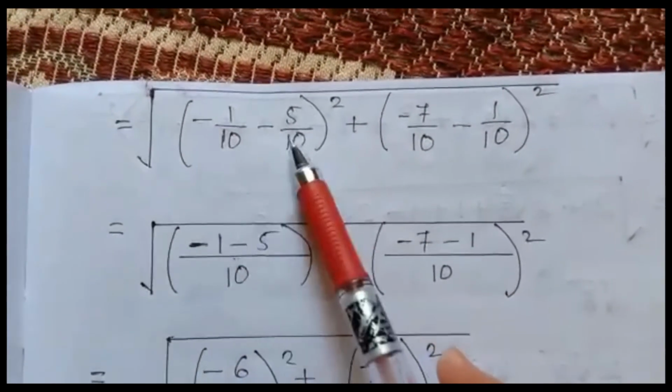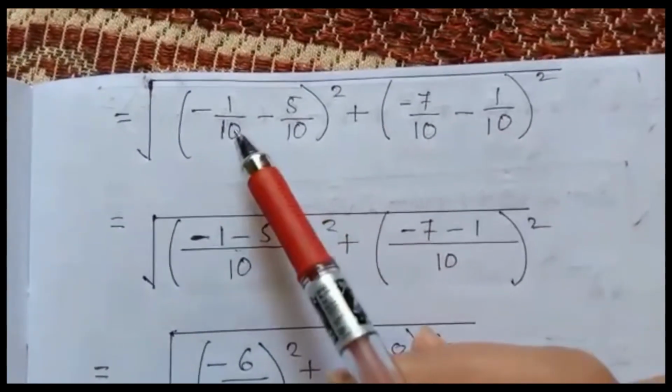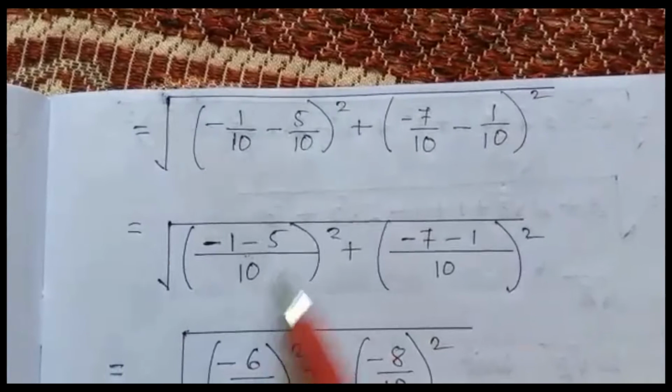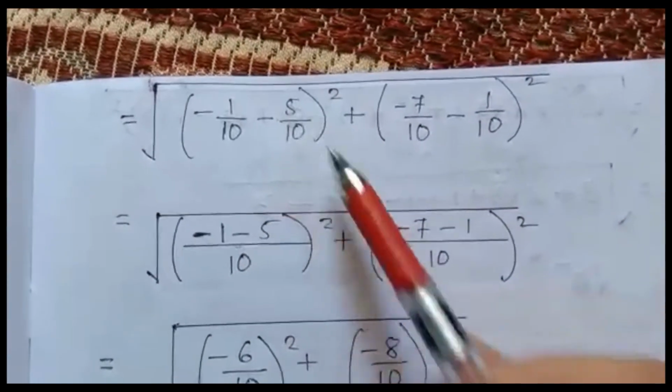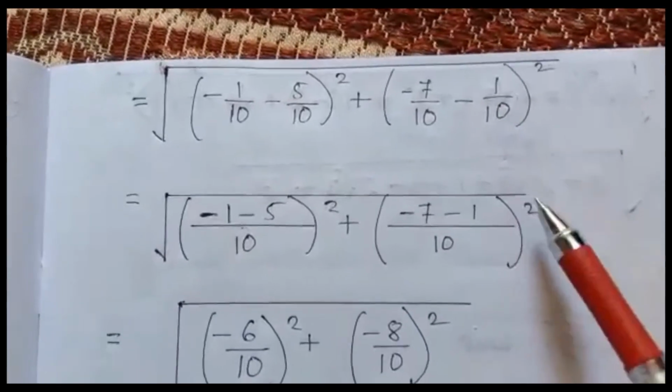Now take LCM. These are fractions, so we cannot add them directly. Take LCM, 10 and 10. 10 is the LCM. So minus 1 minus 5 whole square plus here LCM is 10 minus 7 minus 1 whole square.